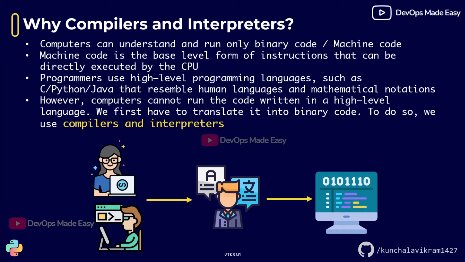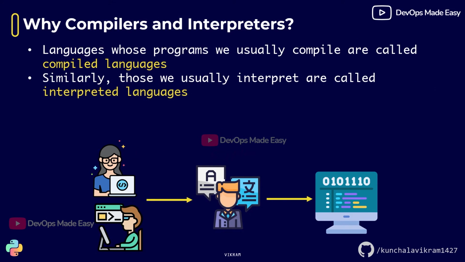So in order for the CPU to execute your code, we need to first translate this high level code into binary code. To do so, we use compilers and interpreters. So we as developers write the source code, and in order for the CPU to execute it, we need to convert that into binary code. In order to convert it into binary code, we take the help of compilers and interpreters.